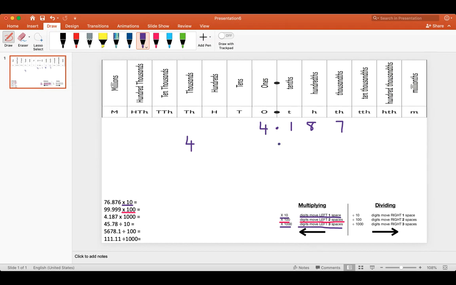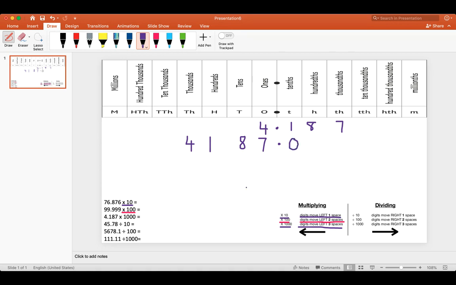Remember the decimal point stays the same, we're not touching it. 1, 2, 3. 1, 2, 3. 1, 2, 3. Now we've got 4.187 multiplied by 1,000 now becomes 4,187.